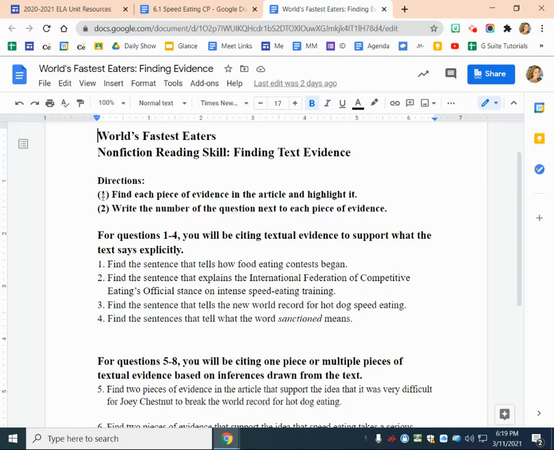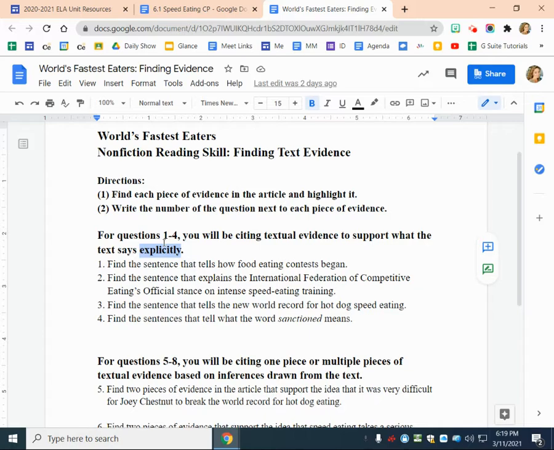Okay, so the directions say find each piece of evidence in the article and highlight it, number 1. Number 2, write the number of the question next to each piece of evidence. And just like last time, the first 4 questions are explicit evidence. It's what the text says explicitly. You can see it, you can put your finger on it, it's right there in the text.